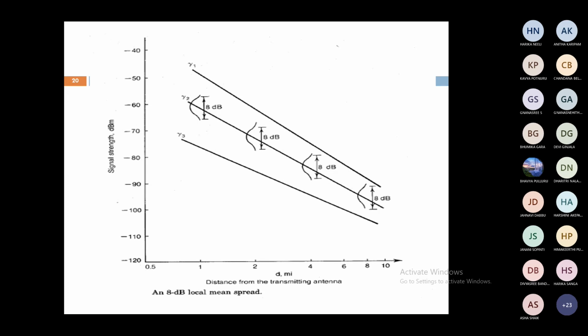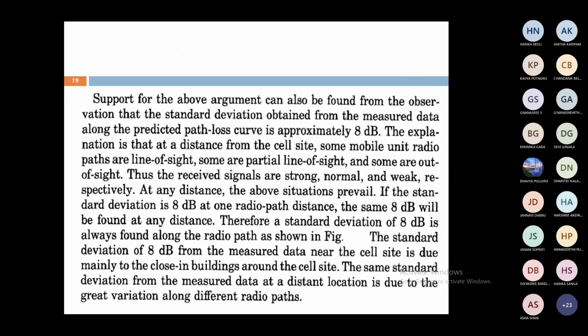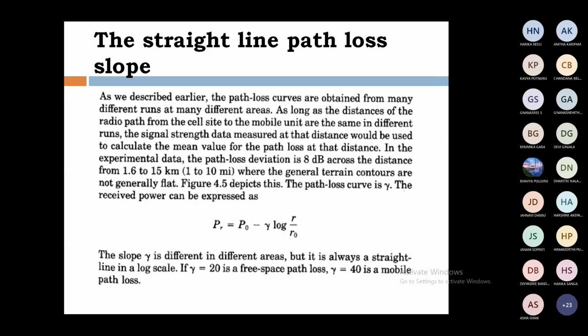Finally, the maximum difference between all areas we are getting is 8 dB. So not 80, 8 dB. That is finally the predicted path loss curve. The predicted path loss curve is approximately 8 dB only. The straight line path loss slope.